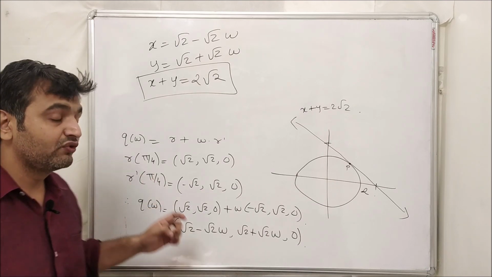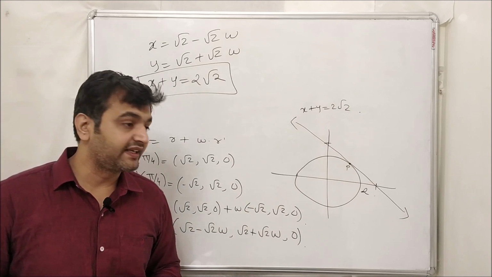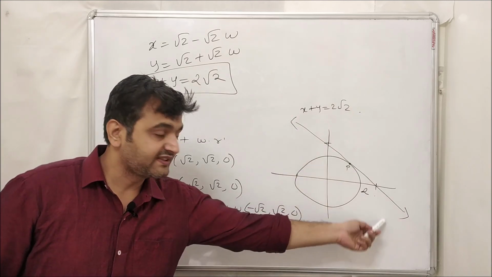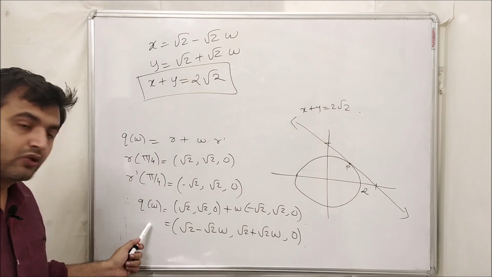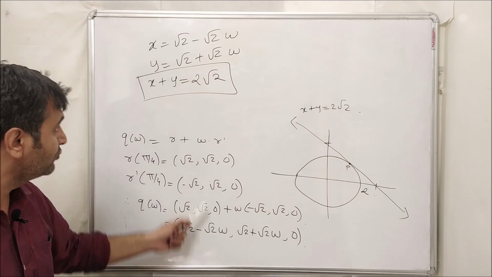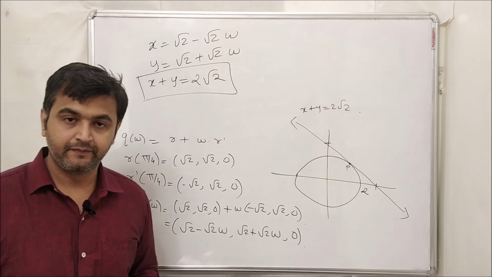Okay, so that's how you find the tangent vector and unit tangent vector, and to plot this tangent line, you find this q of w. From this q of w, you find the relation between x and y.